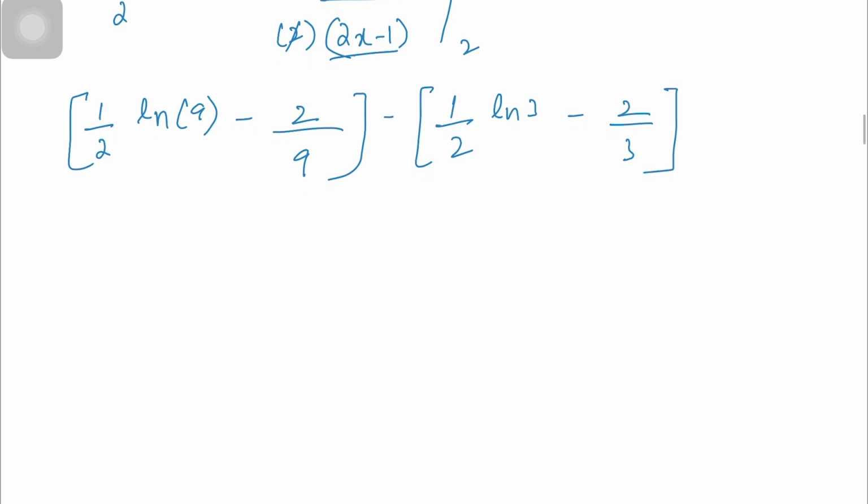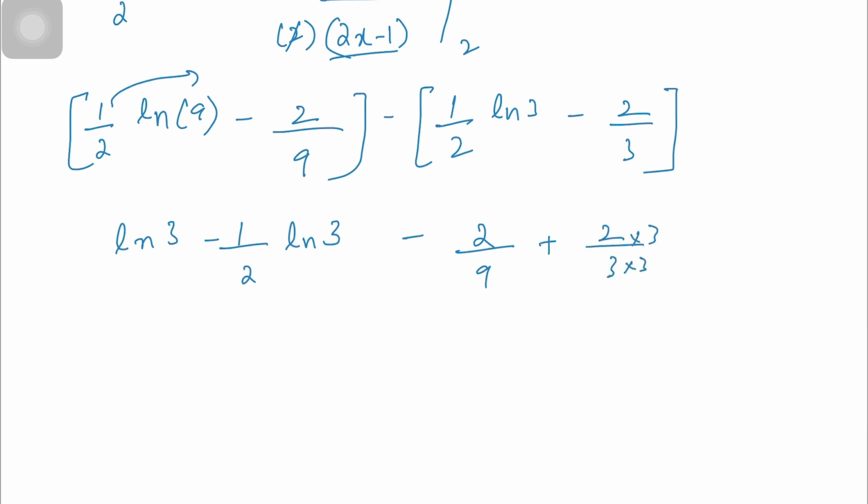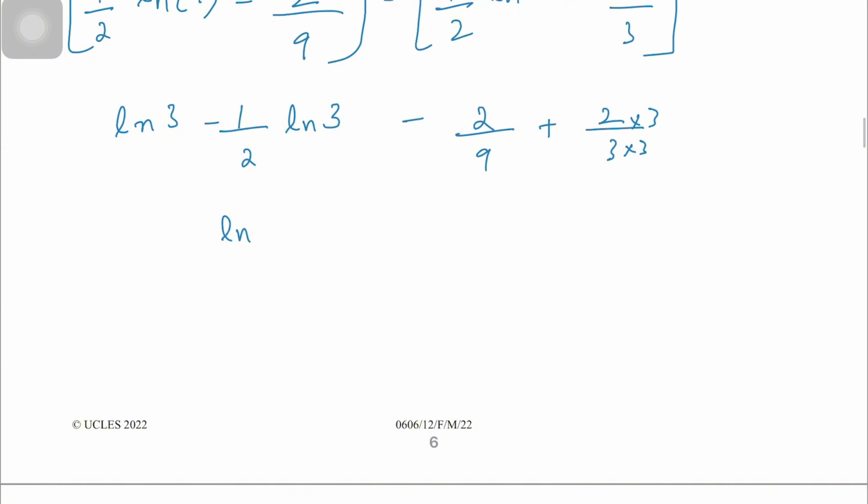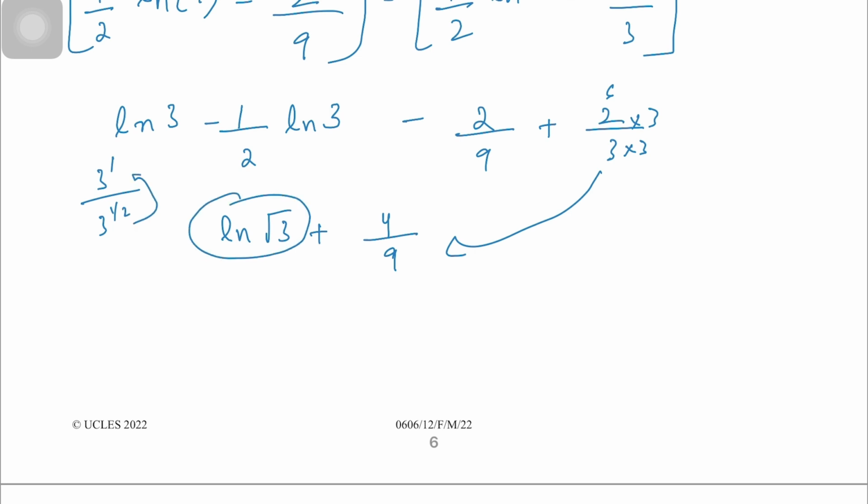So this can be written as, this can go over here. So this would be ln 3 minus 1 over 2 ln 3, and then minus 2 over 9 plus 2 over 3. This can be multiplied by 3. So we'll get our final answer as ln, since this is root 3, and then root 3 is cancelled out by 3, so this would be finally written as ln root 3 plus 4 over 9. So this would be 6, 6 minus 2 is 4, and then this is 9. And this has power 1, and this is basically power 1 over 2. So the subtraction will be done, and we'll get our final answer as this.